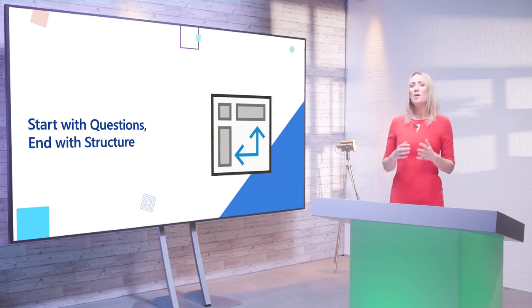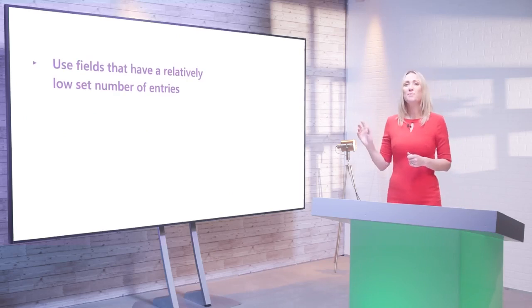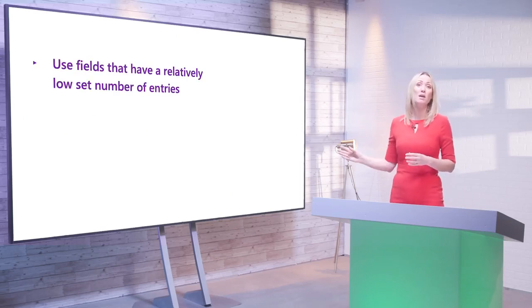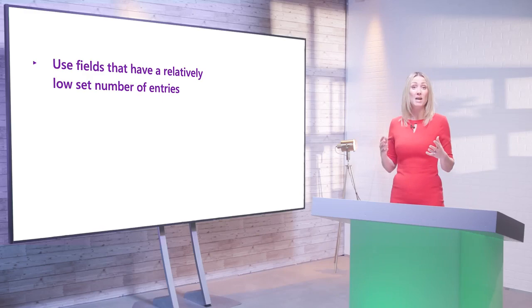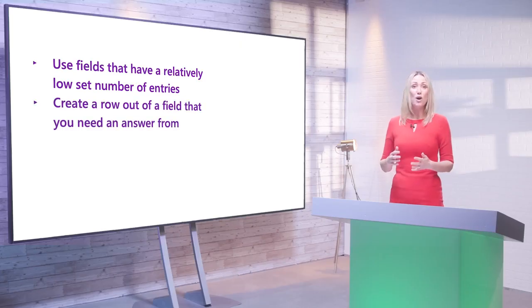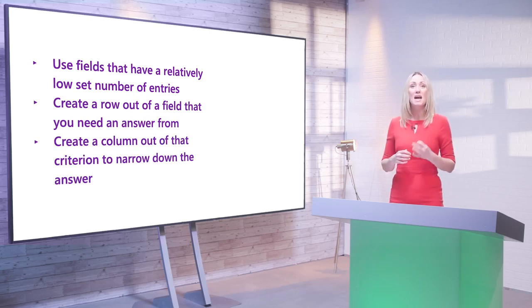While there are no hard and fast rules to constructing a pivot table, there are some ways to make it easier. Here are a few tips to keep in mind when you're constructing your pivot table. First, it is usually best to create rows and columns using fields that have a relatively low set number of entries. Using entries that span a huge swathe of data, such as 5 years of transaction numbers, to create rows and columns can only cause confusion rather than answer any specific questions. Next, it is almost always a good idea to create a row out of a field that you need an answer from, and then create a column out of that criterion to narrow down the answer.